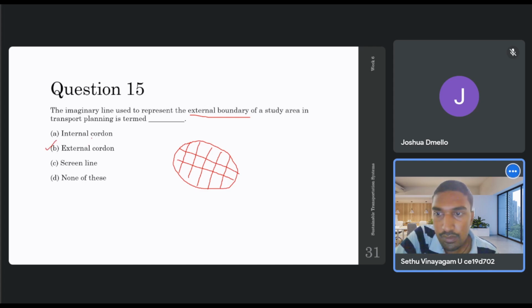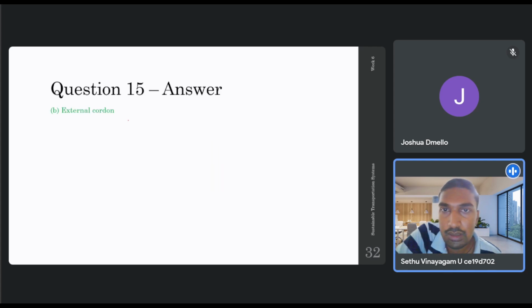option B, right? Whereas the screen line, as we saw earlier, is not an imaginary line, but is based on some physical barriers that may already be running through. For example, if we have a railway line, we could use the railway line as one of the boundaries within the study area. That will come under the screen line, right? But these imaginary lines that we use are the cordon lines, and the outer boundary is given by the external cordon line, and the inner demarcations are given by the internal cordon lines. So here the right option is option B, external cordon.